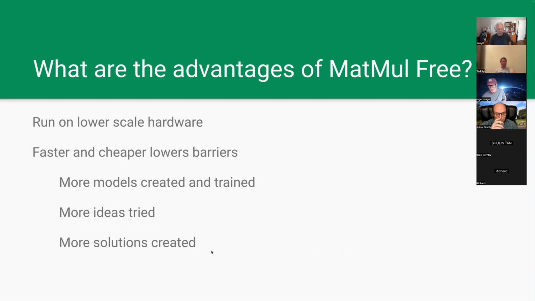So what are the advantages here? We can run it on a lower scale. That should be cheaper hardware, probably. It's faster and cheaper. It lowers barriers. And the faster and cheaper we can iterate, the more models we can create, the more model architectures we can play with and train, the more ideas we can try, and we can create better solutions. So I think that's a win all the way around.